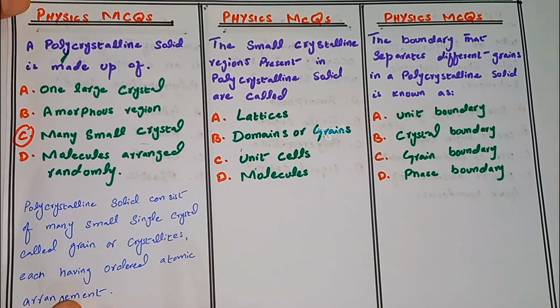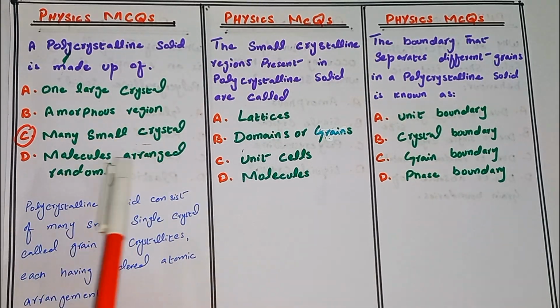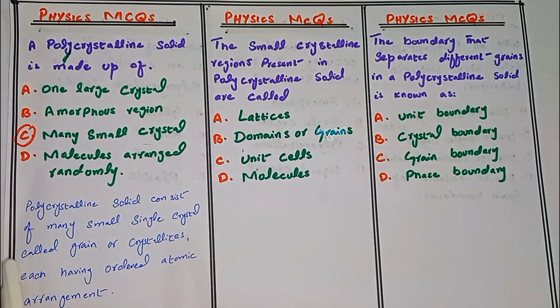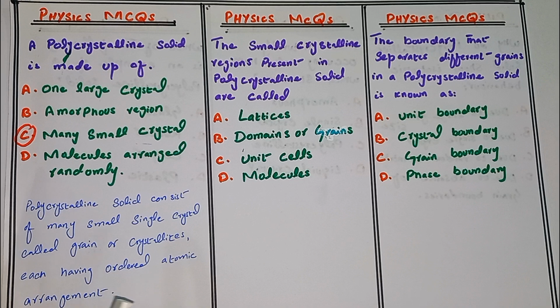First MCQ: a polycrystalline solid is made up of one large crystal, amorphous region, many small crystal, or molecules arranged randomly. We know that a polycrystalline solid is made up of many small crystals. So here we write that the polycrystalline solid consists of many single crystals called grains or crystallites. A polycrystalline solid is made up of many single crystals, that is the grains or crystallites, each having an ordered arrangement. So the correct option is many small crystals. So option C is correct.